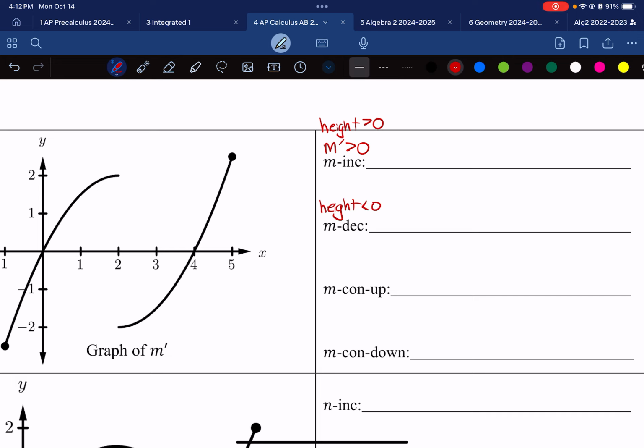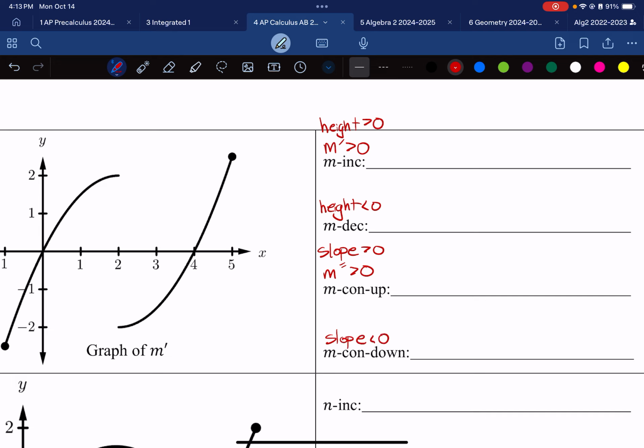Concavity, I need to go back to that speed sheet definition. Concavity means m double prime has to be greater than 0. Translate, what is m double prime on a graph of m prime? Well, that's slope. This is slope has to be greater than 0. And therefore, this one has to be slope is less than 0.